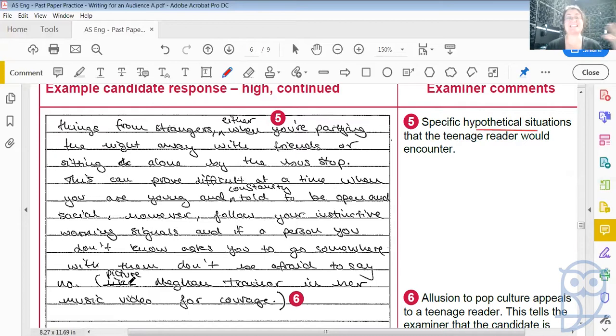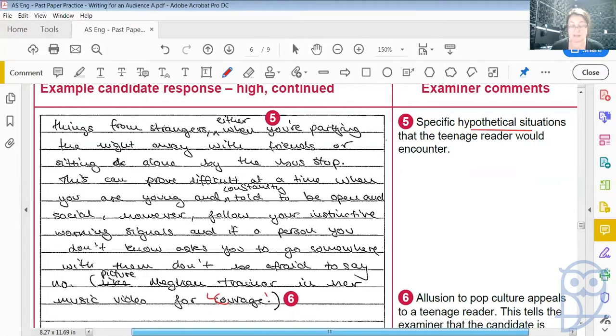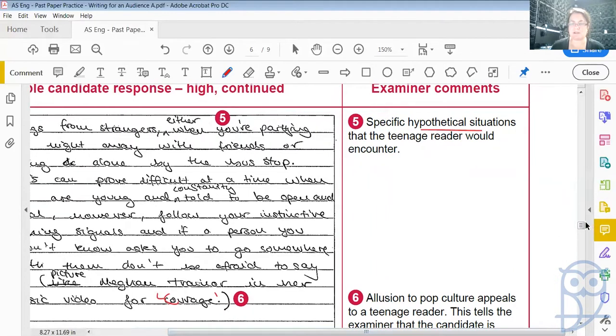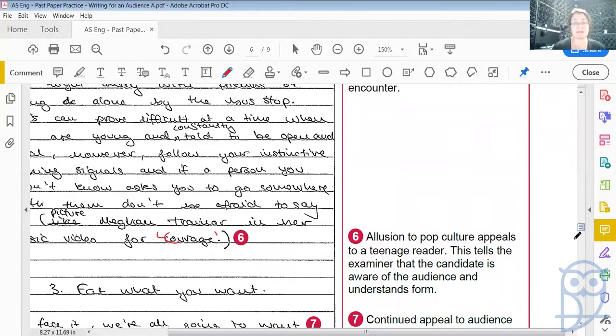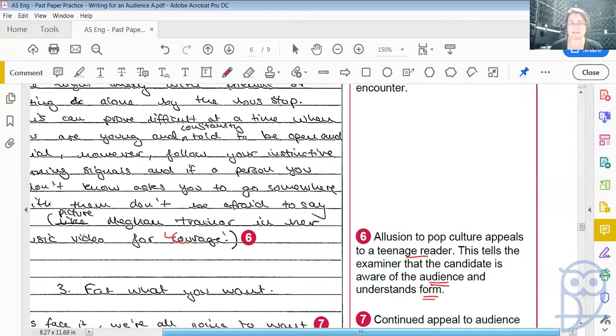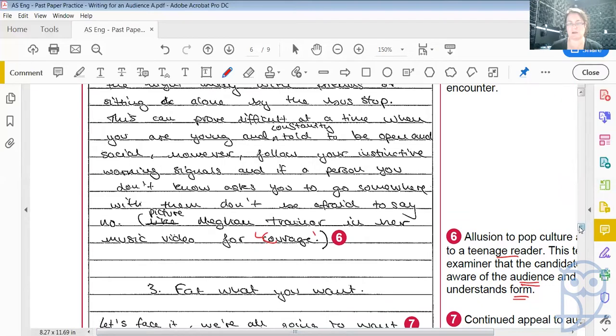And then in brackets, they've put an aside, they allude to something. "Picture Megan Trainor, I think it is, in her music video for Courage." This should have had some quote marks around it. But the examiner likes this because it's an allusion to pop culture, which should appeal to a teenage reader. This tells the examiner that the candidate is aware of the audience and understands form. And these are the two important things when you are writing for an audience: what form is your writing taking, and who are you writing for? Who is your audience? So, appealing to teenage readers there.